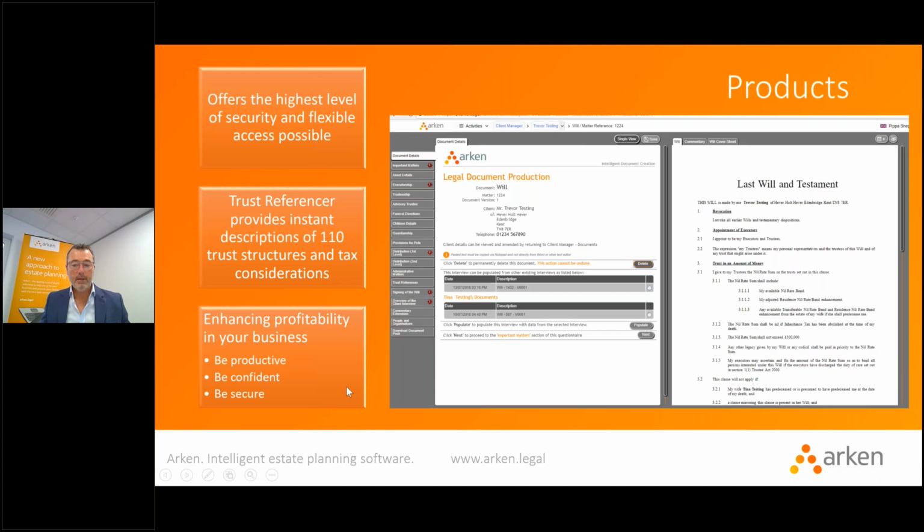Okay, wrapping all that up, key thing is that we really want to see you guys succeed. So it's about enhancing the profitability. So we want you to be productive. We want you to be confident that you are ahead of the game, ahead of the industry. And we want you to be secure, because obviously under GDPR, a lot of it is about data security.